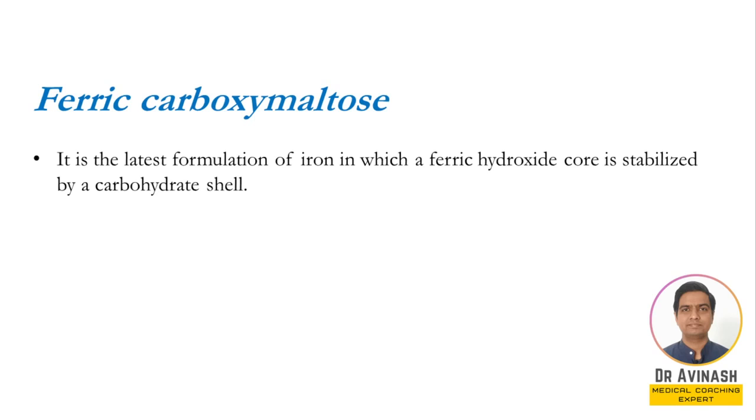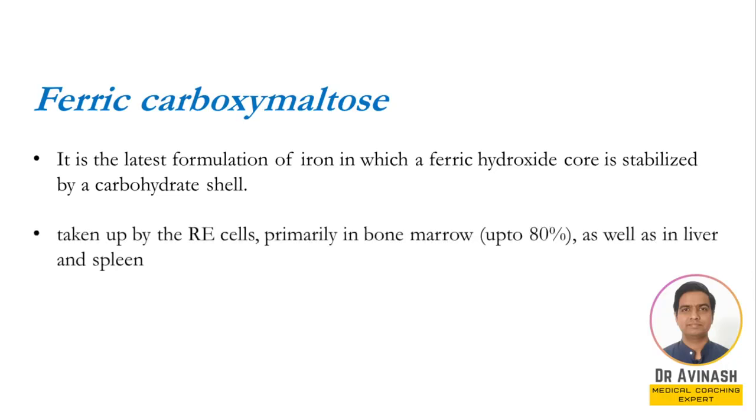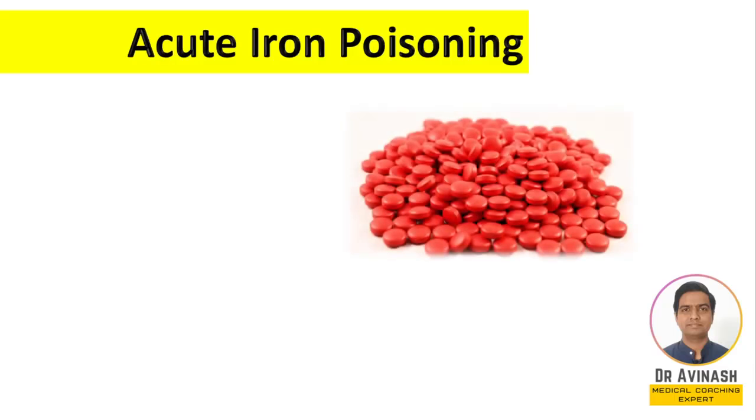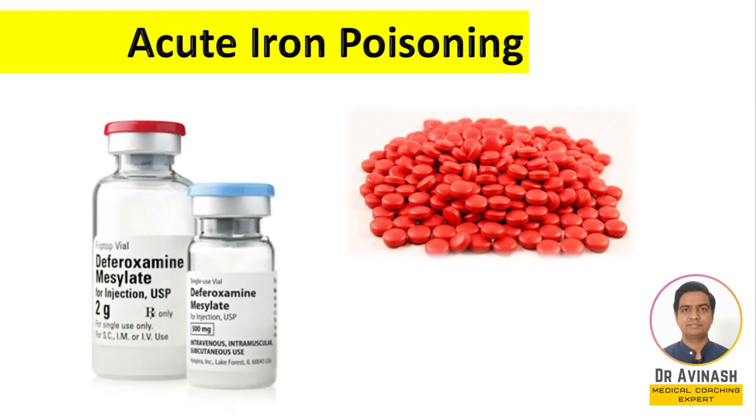This is the latest preparation of iron. It has a ferric hydroxide core and it is covered by a carbohydrate shell. When injected, it is taken up by reticuloendothelial cells, primarily in the bone marrow, in the liver and the spleen, and that's how the production of RBCs increases. Now you can't overdose these medications, otherwise you will get acute iron poisoning. Okay, there's only one antidote, desferrioxamine. For this, we will have a look at our textbook so that everything is clear.